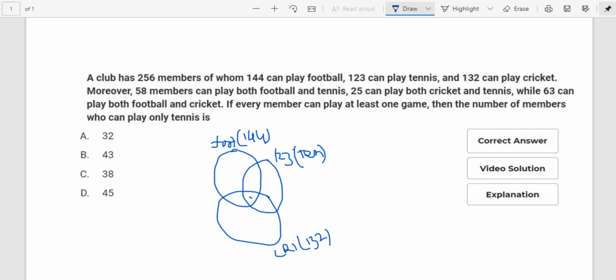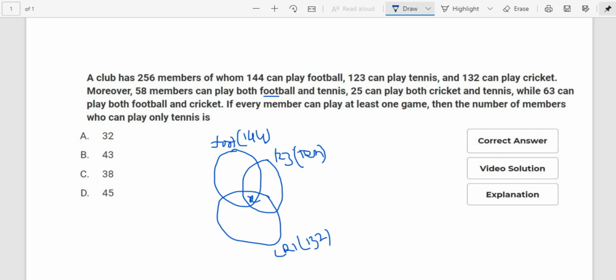So how many members are commonly playing all these three games? There are cricket and tennis, football and cricket, and football and tennis. No one is known to be playing all three games, so just take this as an X, isn't it? Now this portion is what? This portion is of football and tennis.